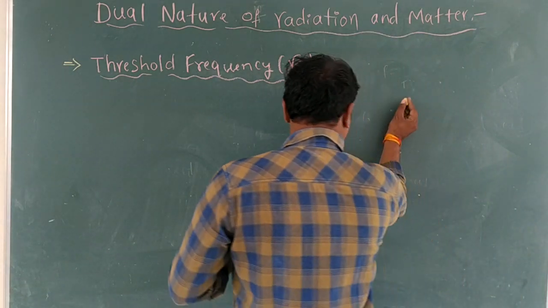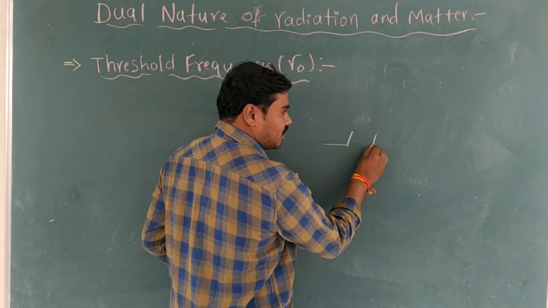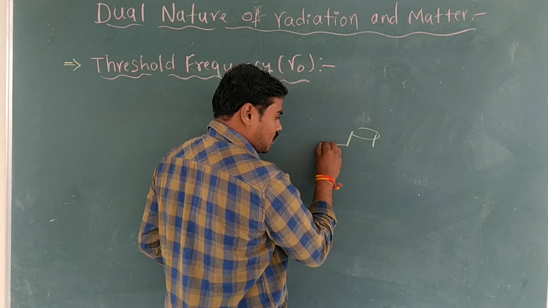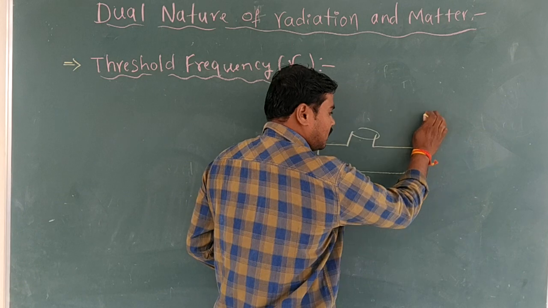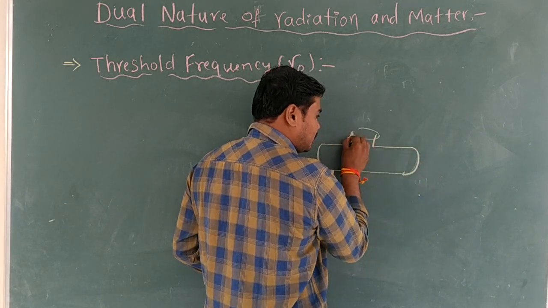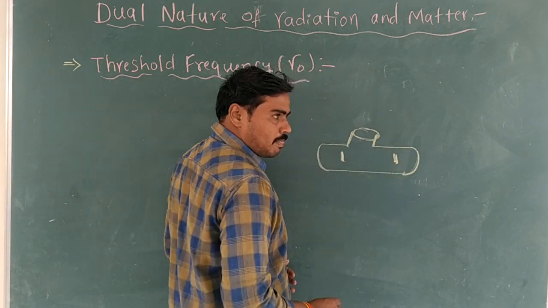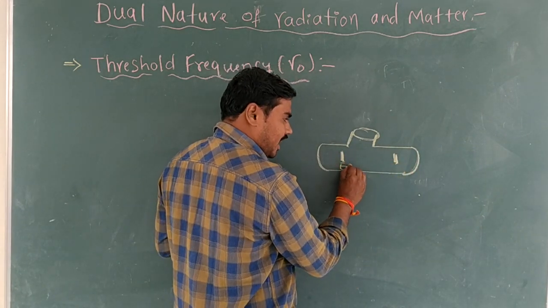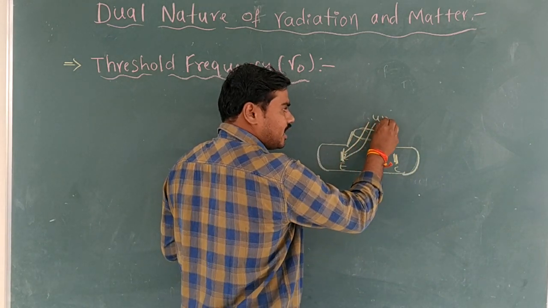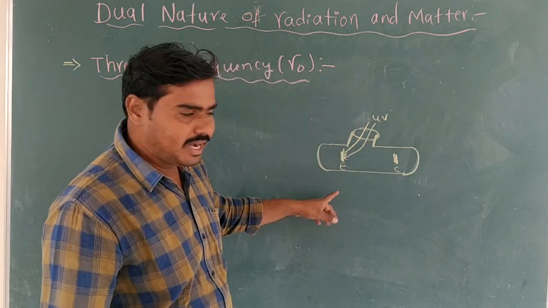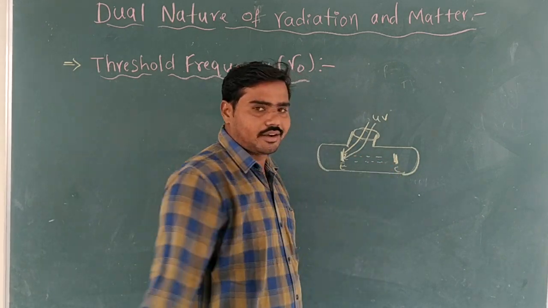Already we have studied the experimental study of the photoelectric effect. This is a quartz tube, with a quartz window attached to the evacuated tube. Here are the cathode and anode plates, also called the emitter and collector plates. When UV radiation falls on the cathode plate or emitter plate, electrons are liberated. Those liberated electrons we call photoelectrons.